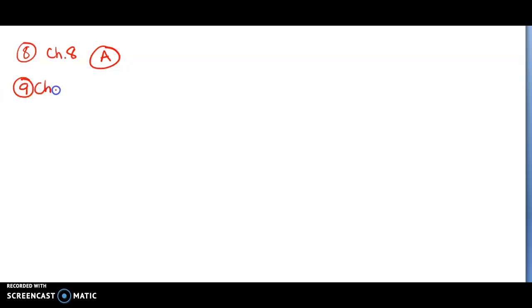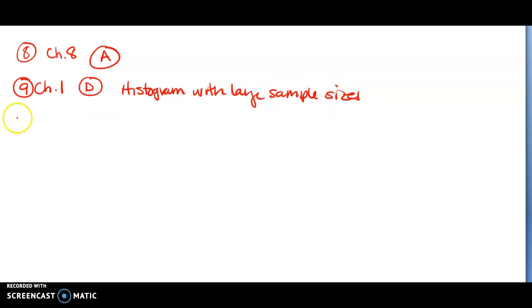Question number 9 is from chapter 1, and you should always use a histogram when you have large data, large sample sizes. The other ones work better when you have smaller sample sizes.